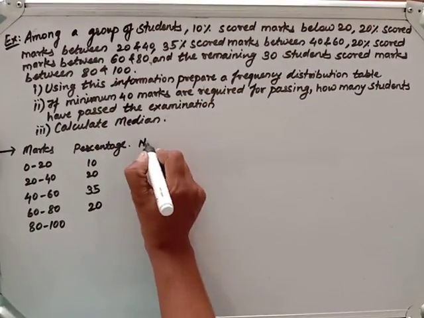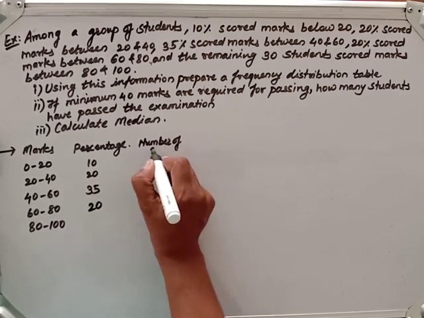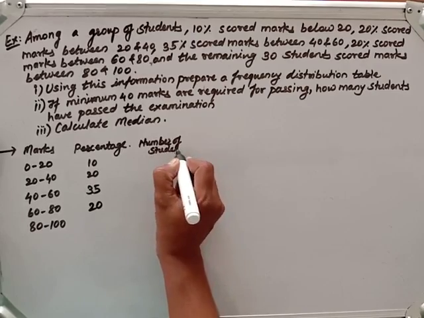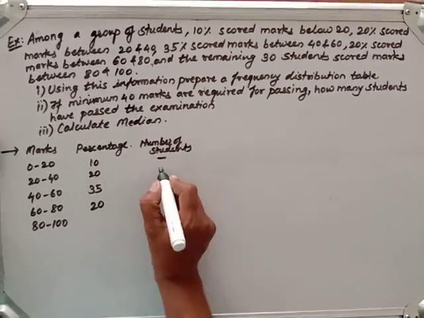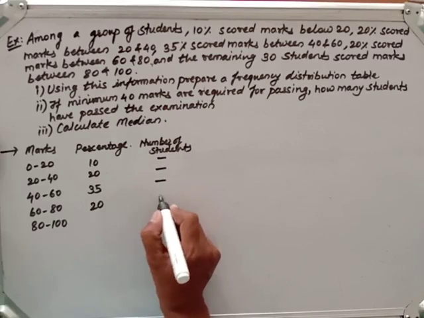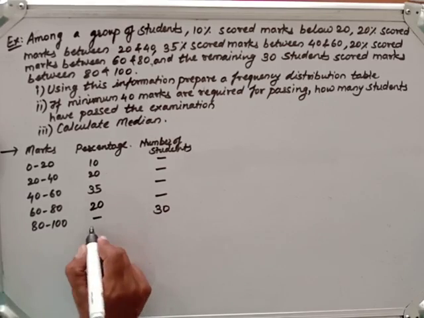So let me prepare one more, number of students. Suppose. And so here 10% is given, so number of students not given. Here number of students not given. But here number of students 30 are given. Here percentage is not given.